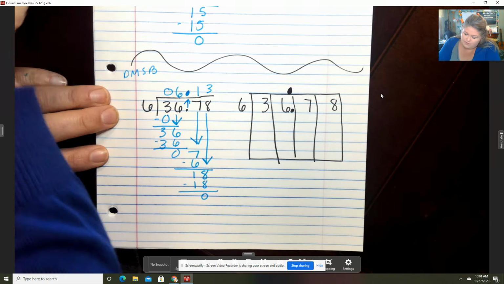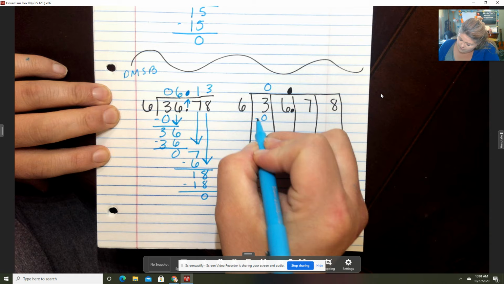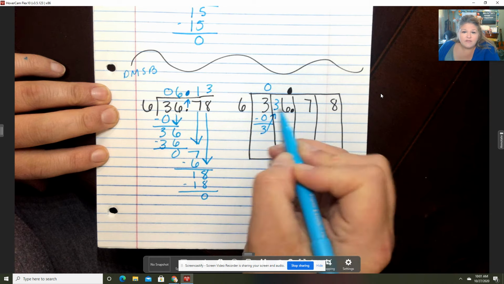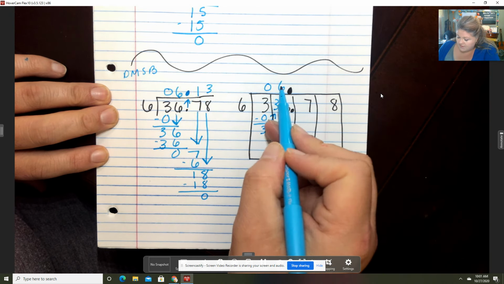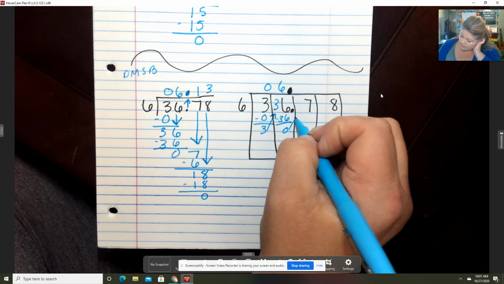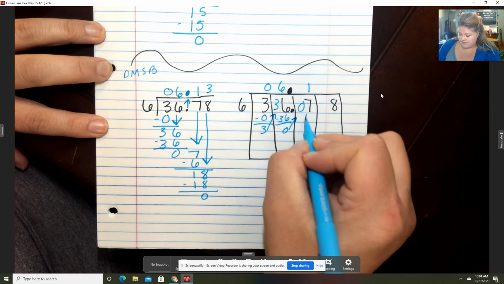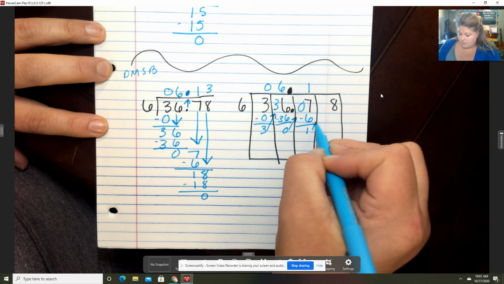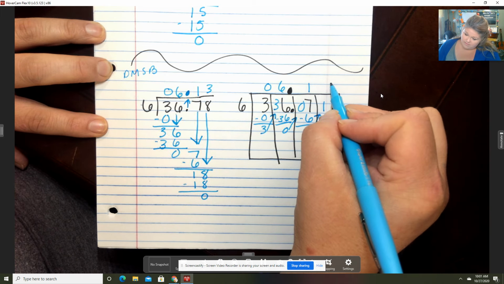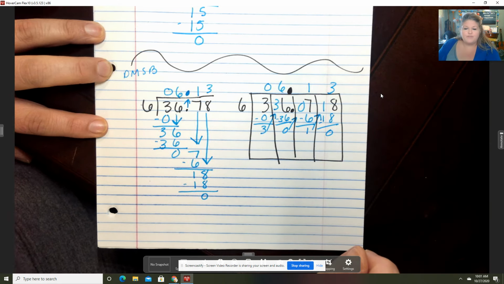Okay. 6 will go into 3 0 times. 0 times 6 is 0. That is 3. Bring that up. And we said that 6 will go into 36 6 times. 6 times 6 is 36. Subtract that. That is 0. Bring my 0 up. 6 will go into 7 1 time. 1 times 6 is 6. That is 1. Bring that 1 up. 6 will go into 18. 3 times 6 is 18. And that is 0.